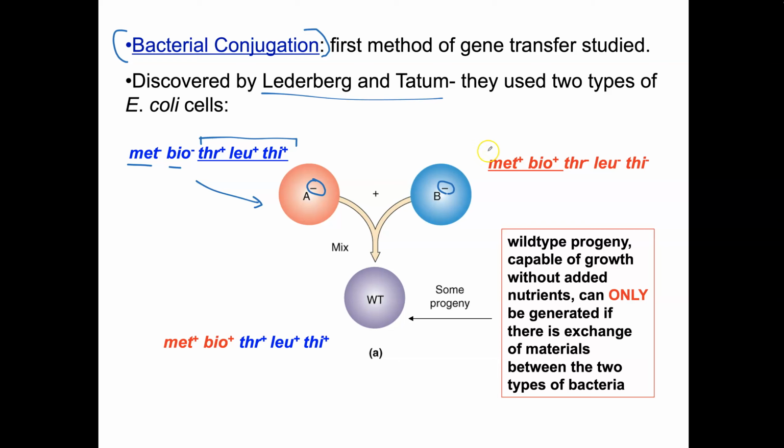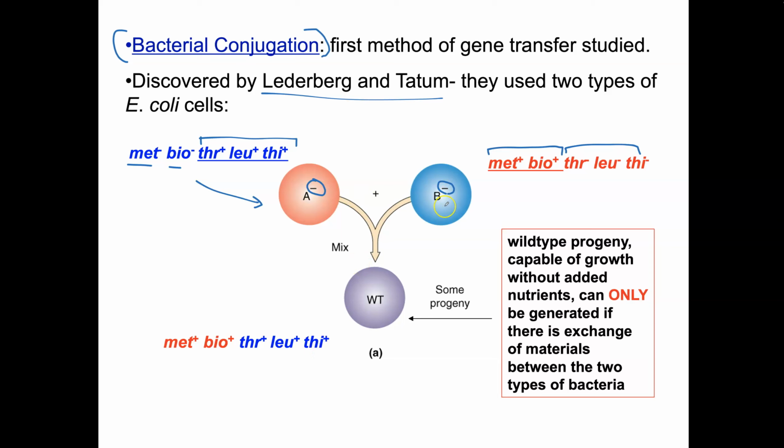The B types were the exact opposite. They were prototrophic for methionine and biotin, so they could make their own biotin and methionine, but they could not make their own threonine, leucine, and thymine. And so they were doing lots of different kinds of experiments, and they mixed these two together, and they grew them in culture, and then they plated them on minimal media.